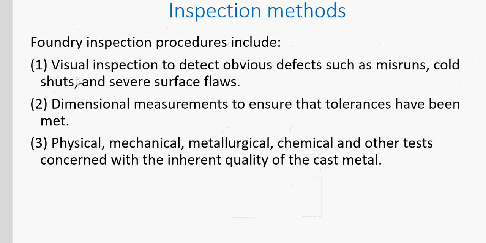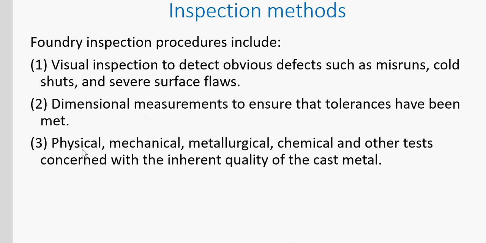We have visual inspection. You can inspect visually with the eye to detect obvious defects, such as misruns and cold shots. Some of them you can see with the eye, but others you'll have to carry out using advanced equipment or devices. Dimensional measurements ensure tolerances. So you have to measure the sizes, the dimensions, the geometry to ensure they are within the required dimensions.